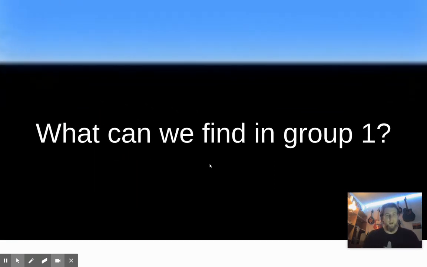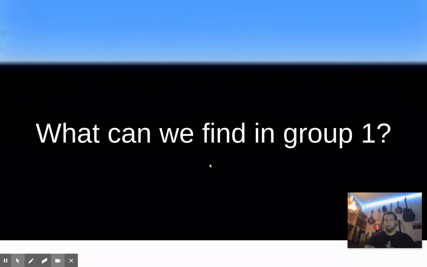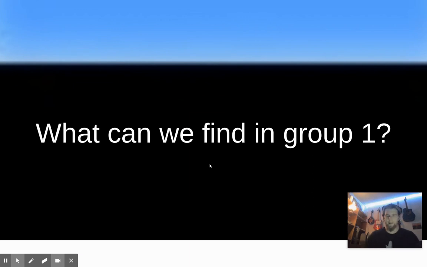All right, so following up just with the questions. What can we find in group one? We saw there, we had the alkali metals. All those ones that were so reactive, like the most reactive metals, that's what we found in group one.